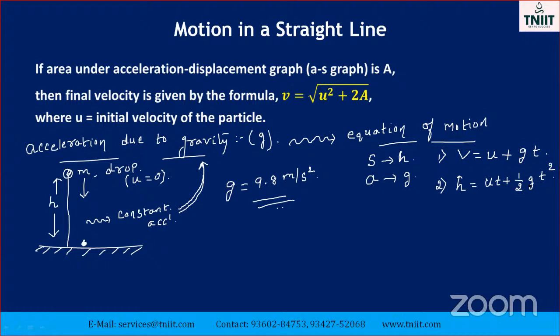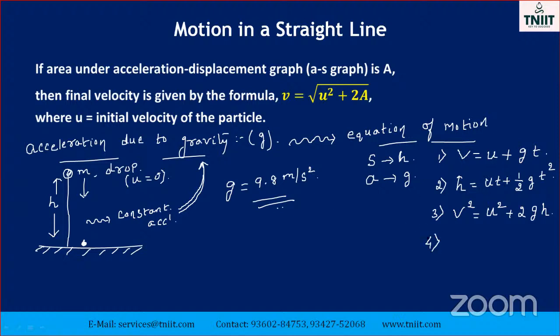So what is the height of the particle? The height of the particle is given by h = ut + ½gt². What about the third equation? The third equation is v² = u² + 2as. 2as means it is 2gh. So you have to replace the distance s by h and you have to replace a by g. So these are the three equations of motion.